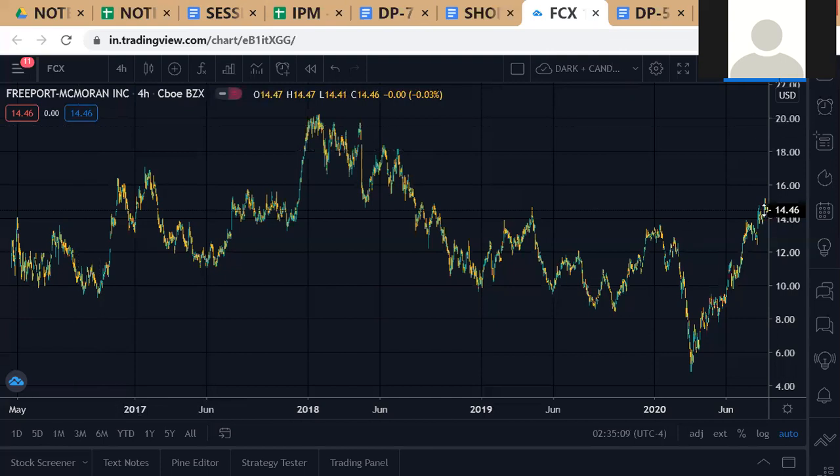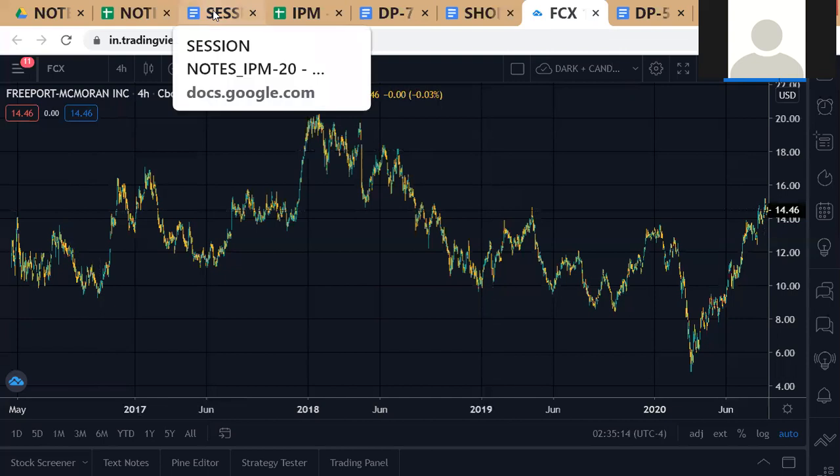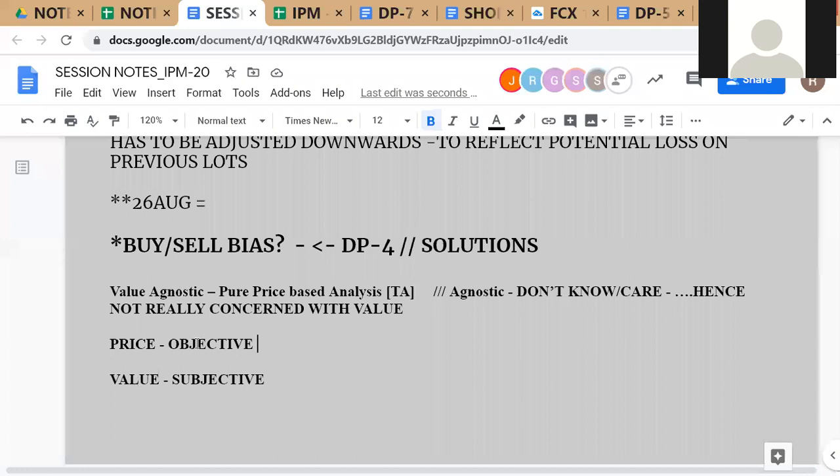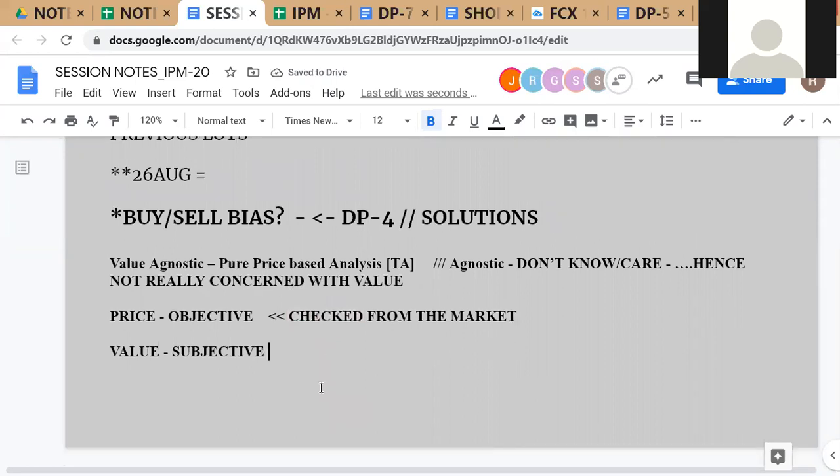So it's objective reality. This is like asking, what time did the sun rise in Calcutta today? You can't have different opinions on that. You have to look up the Met Office website and find out what time it rose. It rose, and that's the right time. Okay, so it's objective data. It's objective information. The price is always objective. It is what is available in the market, checked from the market. All right. So price is always objective. Value is subjective. Okay.